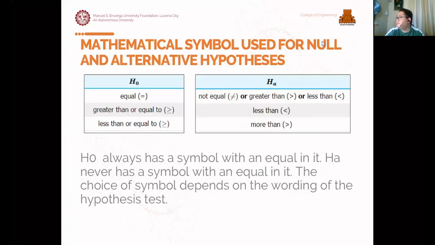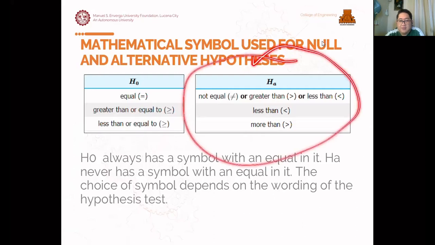Okay? So, yung first one natin is yung sa left side natin is yung sa null hypothesis natin. So, ito yung mga ilan sa keywords na pwede natin makuha. So, equal, or greater than or equal to or less than or equal to. So yan yung ilan sa keywords natin. Later meron pa ako ibang set ng keywords na pwede nating pagbasehan. Then yung nasa right side is yung sa alternative hypothesis natin.